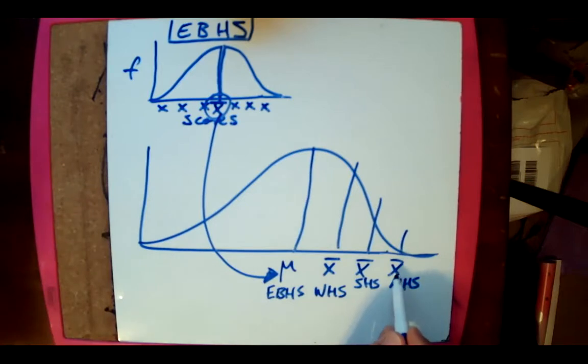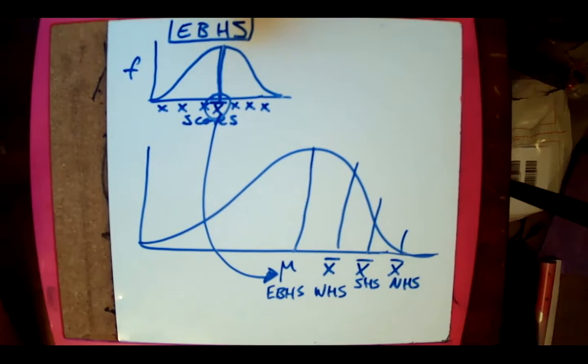But now these are not individuals' scores, right? These are made up of a collective. They're made up of averages instead of individuals. So that's the idea with the sampling distribution of means.